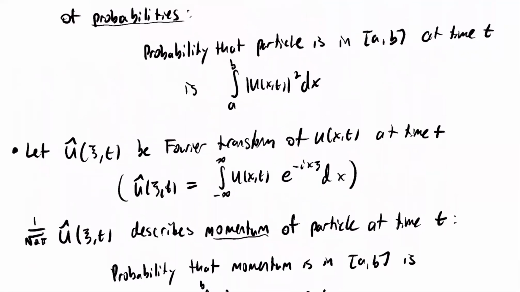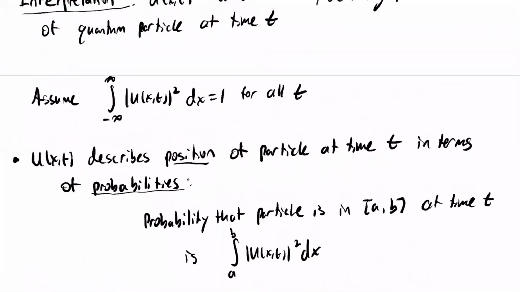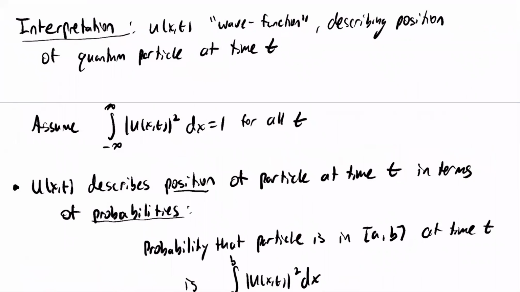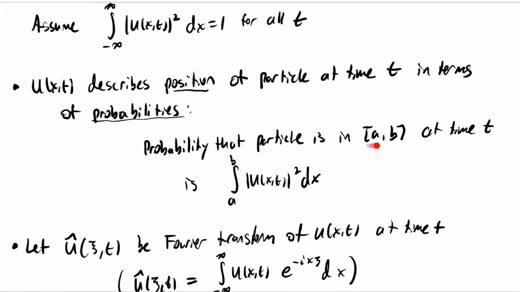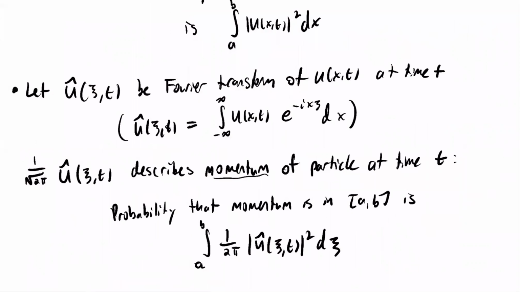And so, in summary, the solution to the Schrodinger equation is usually called the wave function, and it doesn't describe exact behavior of the particle like it would in classical mechanics. Instead, it describes the particle in a probabilistic sense, meaning if you want to know the probability your particle is in a certain interval, you calculate the integral of the solution squared, and it will give the probability. Similarly, if you want to know the probability that the momentum of your particle is in a certain region, you integrate the Fourier transform of the solution squared times 1 over 2 pi.